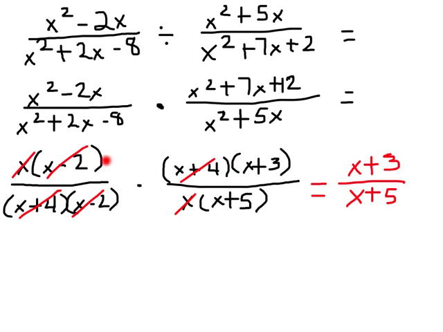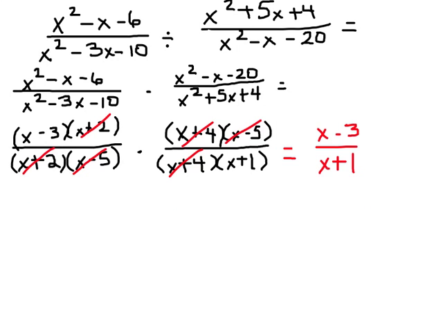Then we're going to look around. We've got an x here and here that can cancel out. X plus 4 here and here. X minus 2 here and here. And we are left with x plus 3 over x plus 5. And that is our final answer.